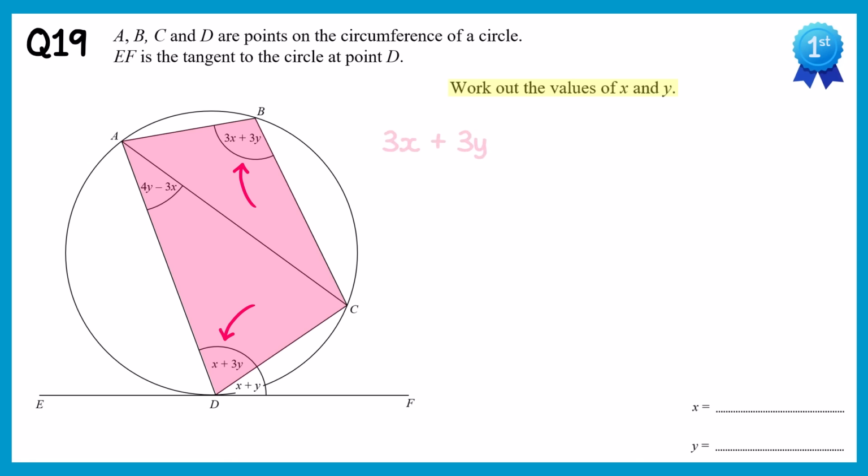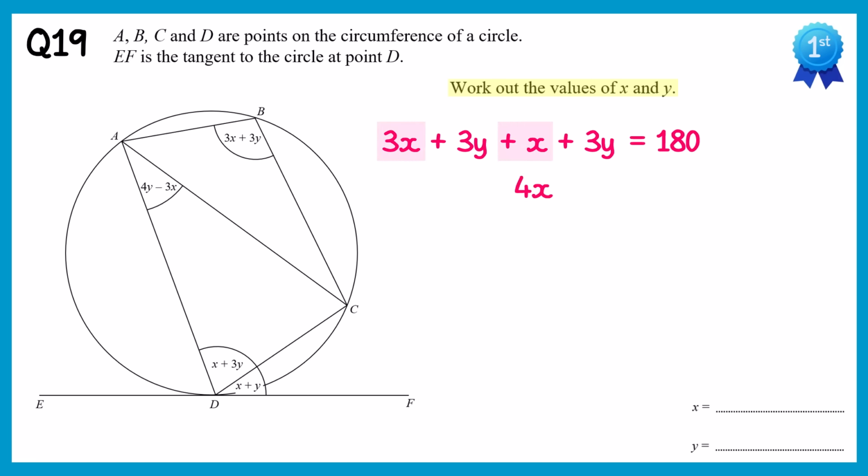So let's take 3x plus 3y, and add to it the other angle, x plus 3y, and this must make 180. We can simplify a little bit here. We've got 3x plus 1x, which is 4x, and also 3y plus 3y, which is 6y. So we have 4x plus 6y equals 180.